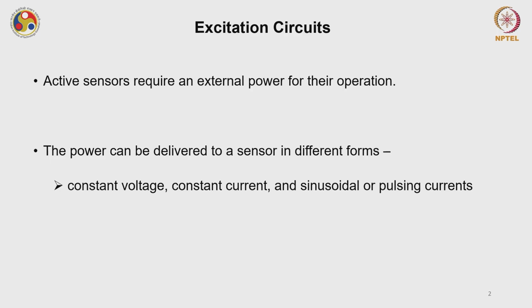Power can be delivered to a sensor in different forms. It can be through a constant voltage source, or through a constant current source, or sometimes some of the sensors require a sinusoidal current or a pulsating current. Okay, let's learn one of the supplies, which is the current generator. Similarly, you can understand other excitation circuits also.